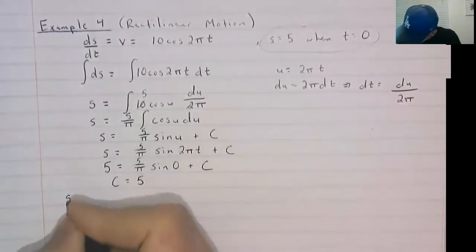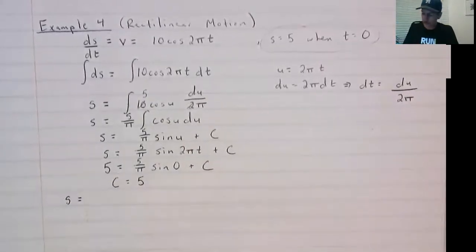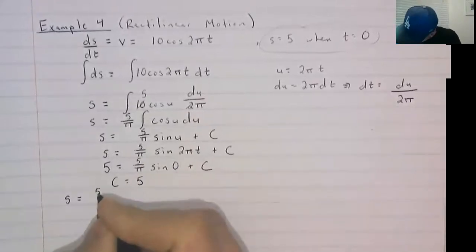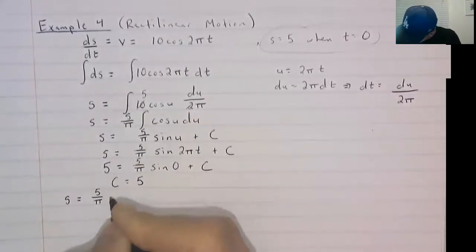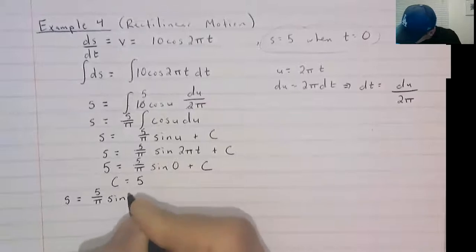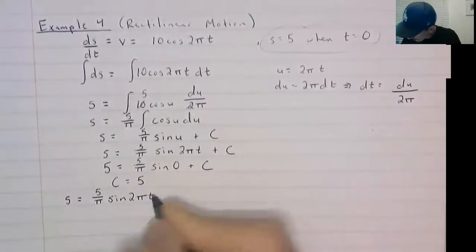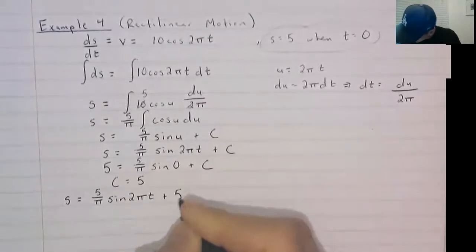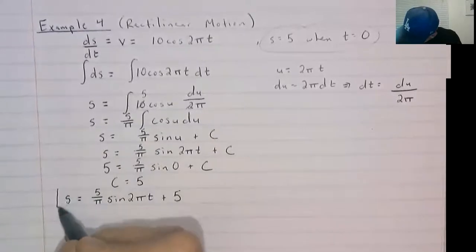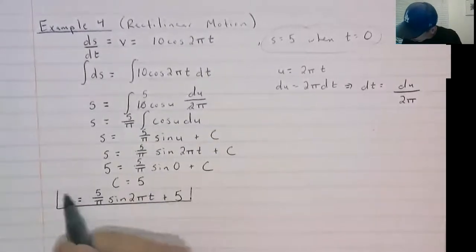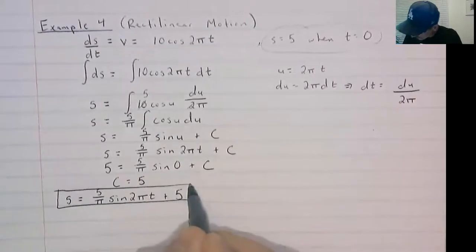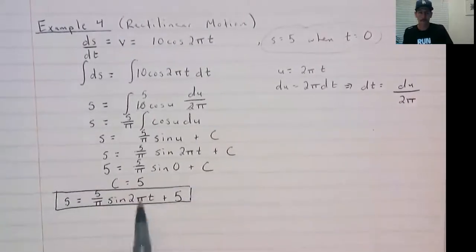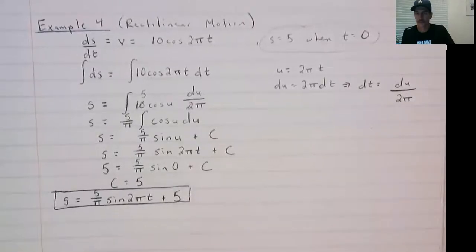And the motion of that particle is governed by the equation s equals 5 over pi times the sine of 2 pi t plus 5. And so if we want to know where the particle is at a given time, we just plug that time in to this equation, and it'll spit out the location.